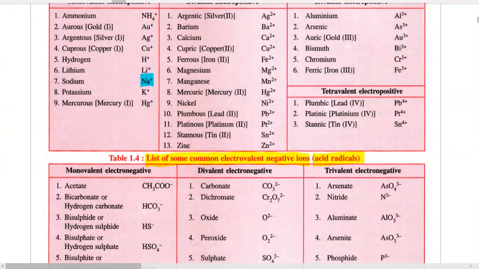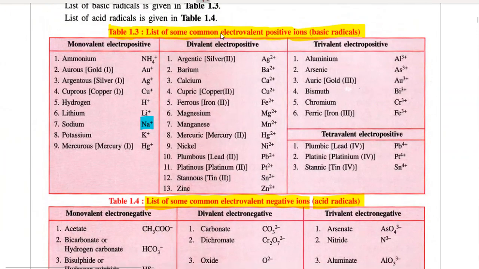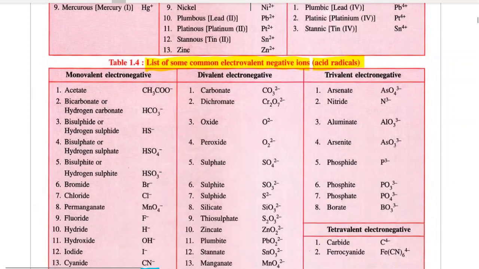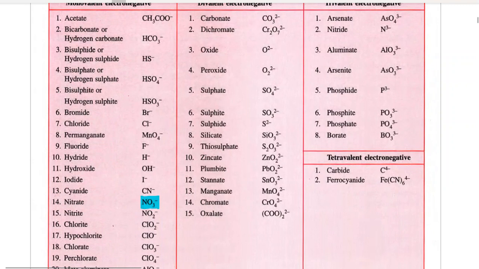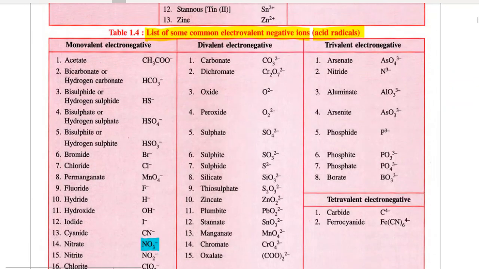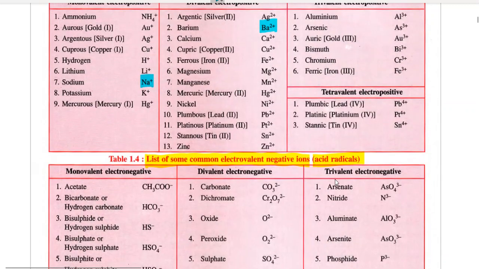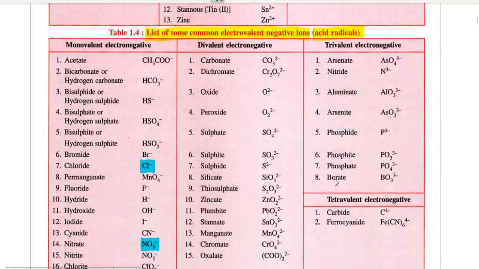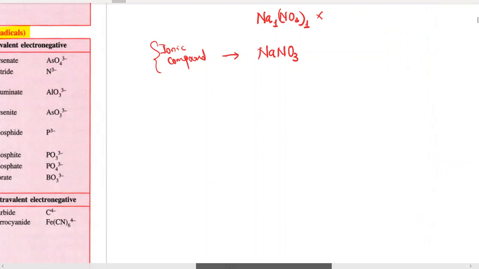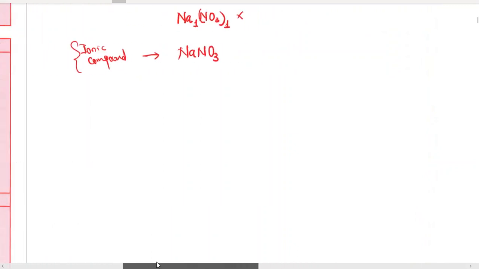Okay, let's take one more positive ion, barium, Ba2 plus, and from this side let's take chloride. So our positive ion is barium, Ba2 plus, and negative ion is chloride, Cl minus. Let's write a chemical formula.